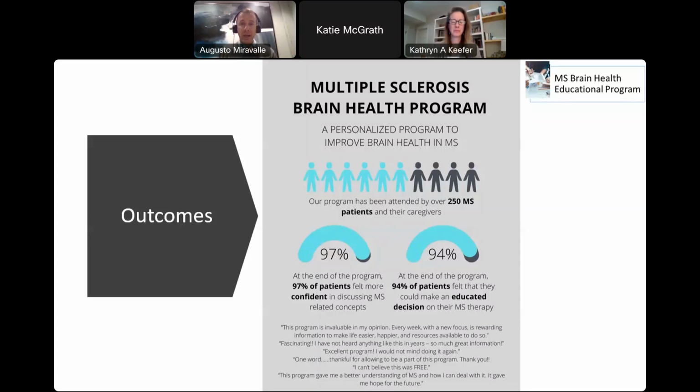So this is some of the outcomes that we collected over the last 5 years. And you can see that this is already outdated. There are over 500 patients now that completed these programs. But at the time this was studied, 97% of patients felt more confident in discussing MS-related concepts. And also 94% of patients felt at the end of these programs that they could make a more educated decision.